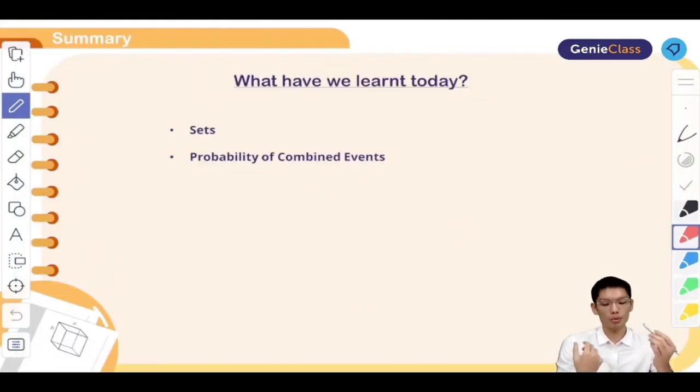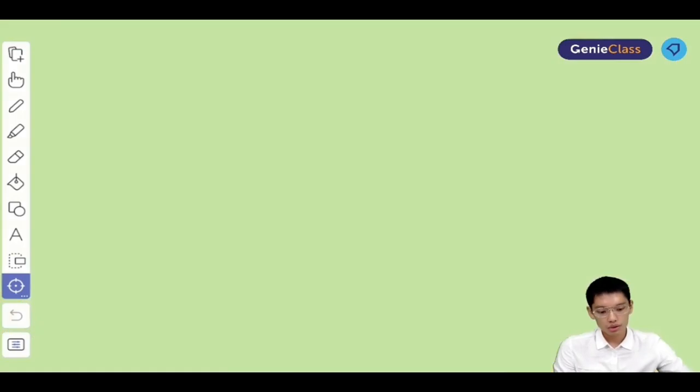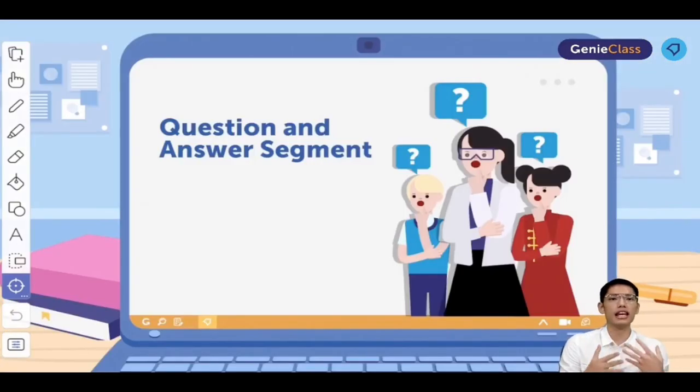So what have we revised? Interesting questions on sets and probability of combined events. Do let me know if there are any questions I can answer for you all.